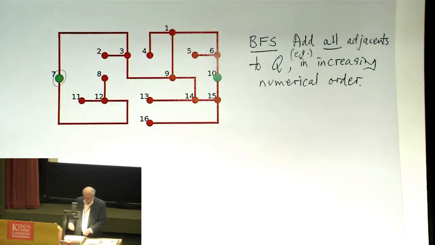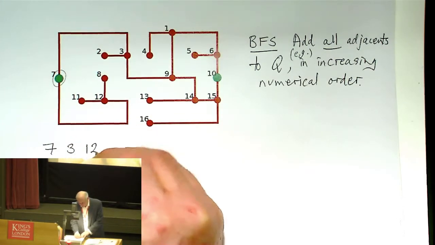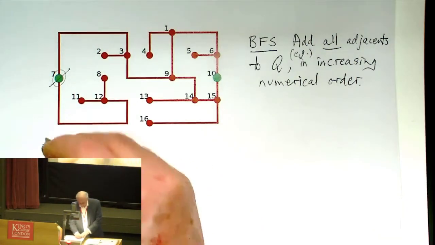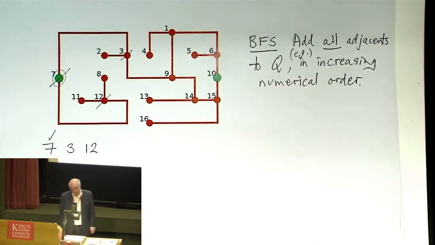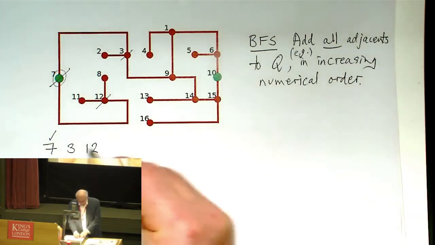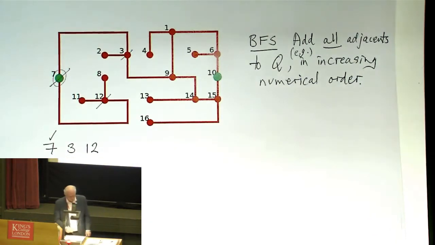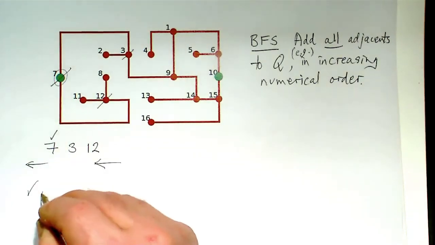So if we start at 7, we add all the vertices this time that are adjacent to 7. So we add 3 and 12 in ascending numerical order. And then I have to record the fact that I've done 7. And it's probably a good idea to say we've scanned 3 and 12. And then we go to the next, it's a queue, you see, so we come off the queue this way. So 7 comes off the queue and other stuff goes on the queue. So strictly speaking, when I tick it, it means it's come off the queue. So tick means off the queue.